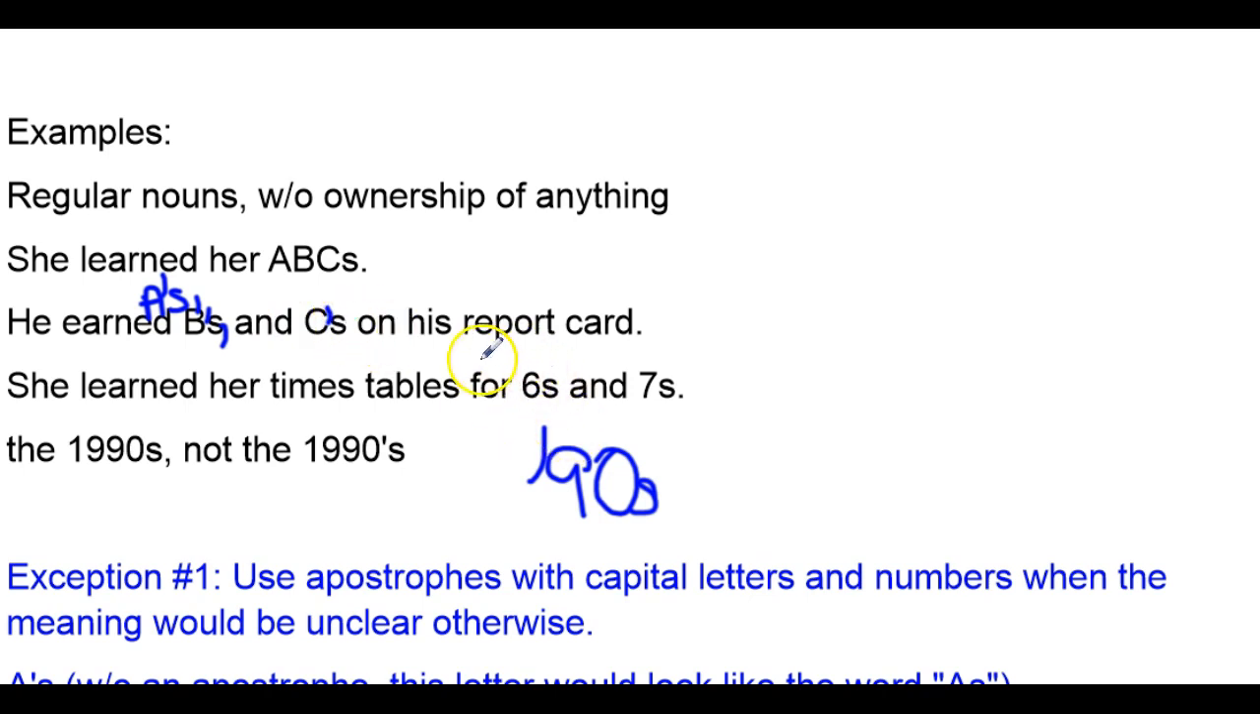And the same would be for here. If I had, she learned her times tables for zeros, 6s, and 7s, because I have my apostrophe with zeros, because if I don't, it's going to be confusing to the reader, I have to also add it to 6s and 7s. If I don't have A's, I's, U's, and zeros in any of these sentences, I don't touch them. It's only when I have A's, I's, U's, and zeros do I have to add all these extra apostrophes, okay?